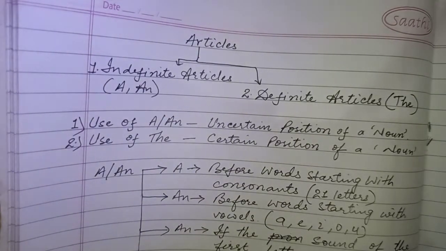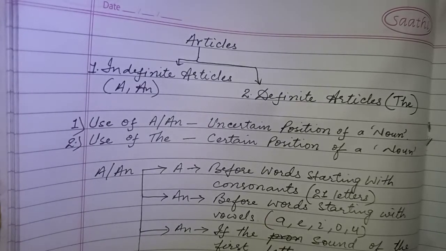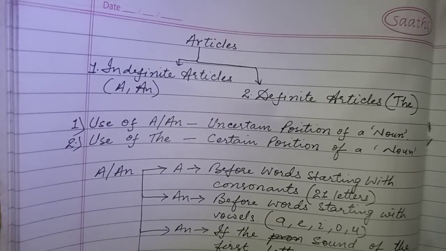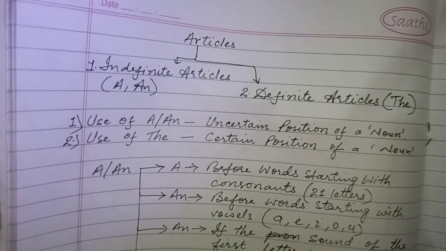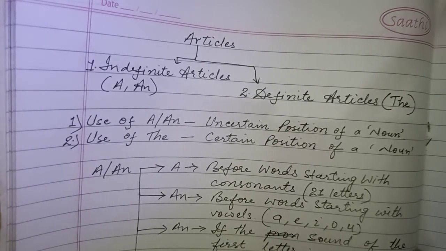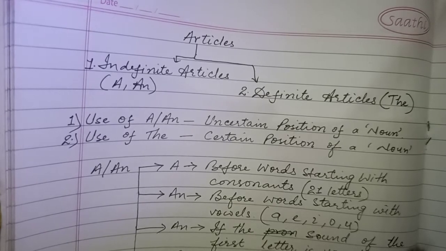Okay, articles are a, an and the. There are two types of articles in English grammar, indefinite articles and definite articles. A and an are known as indefinite articles, while the is known as the definite article. There are some rules for using a and an as well as the in sentences of English grammar.